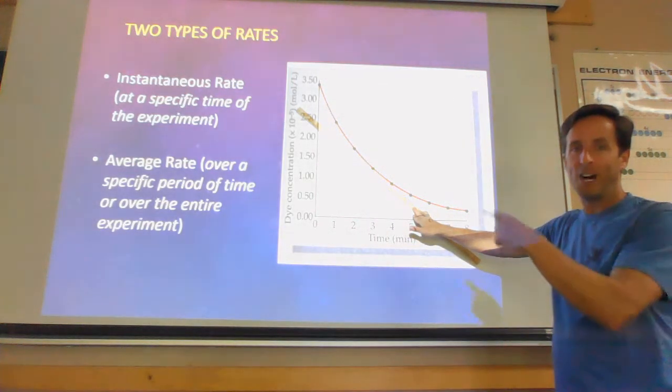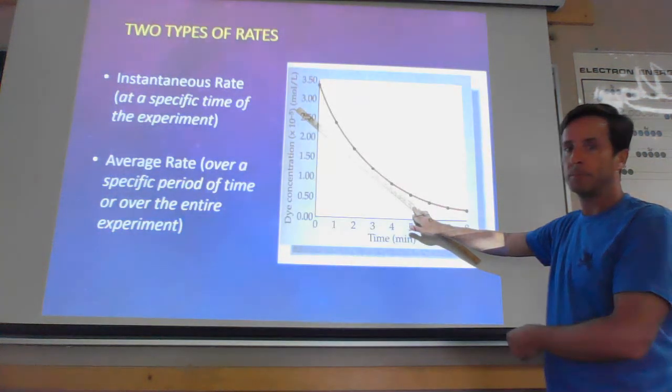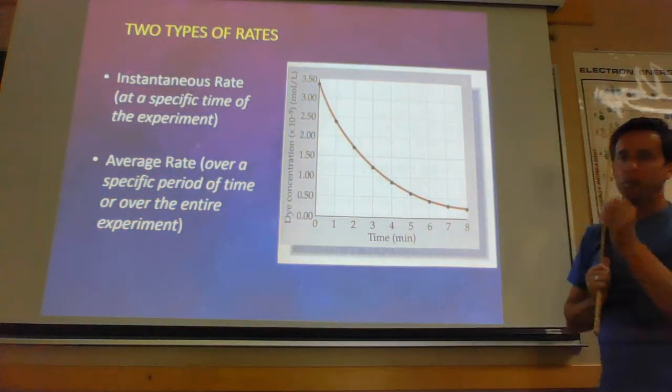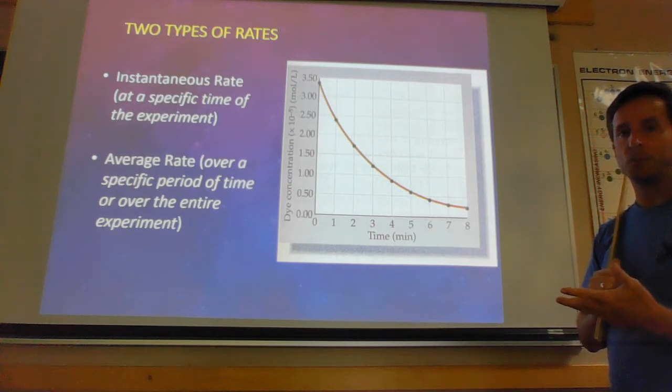Once I have that line, then I have to determine the slope of that point. Okay? So that's instantaneous rate. You find the point that you're interested in, you draw a tangent line, and you find the slope.